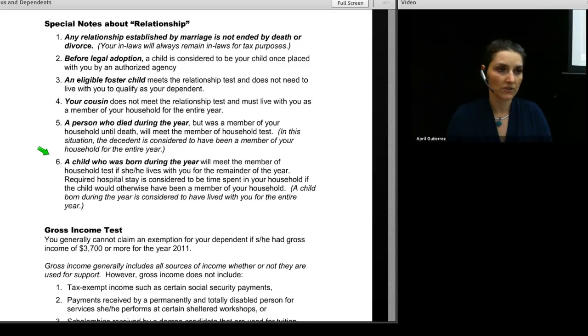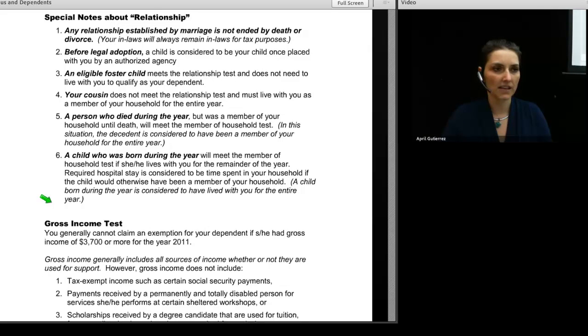And that also goes for children who were born or died during the year. If you have a new baby that was born on December 30th, you would put down that that child lived with you for 12 months. A child who was born during the year will meet the member of household test if he or she lives with you for the remainder of the year. Required hospital stay is considered to be time spent in your household if the child would otherwise have been a member of your household. A child born during the year is considered to have lived with you for the entire year.